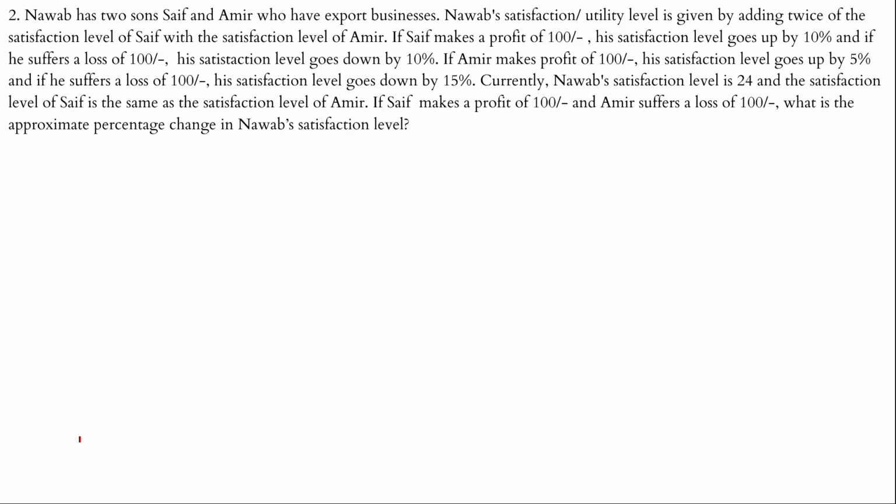Nawab has two sons, Saif and Amir, who have export business. Nawab's satisfaction or the utility level is given by adding twice of the satisfaction level of Saif with the satisfaction level of Amir. If Saif makes a profit of 100, his satisfaction level goes up by 10%, and if he suffers a loss of 100, then his satisfaction level goes down by 10%. If Amir makes a profit of 100, then his satisfaction level goes up by 5%, whereas in case of loss of 100, his satisfaction level goes down by 15%.